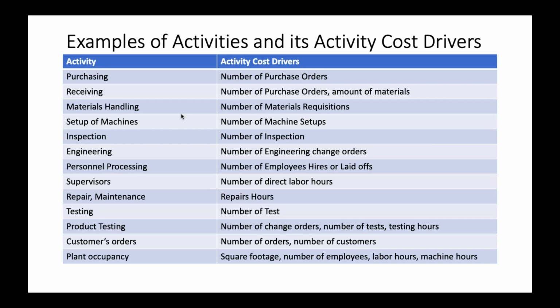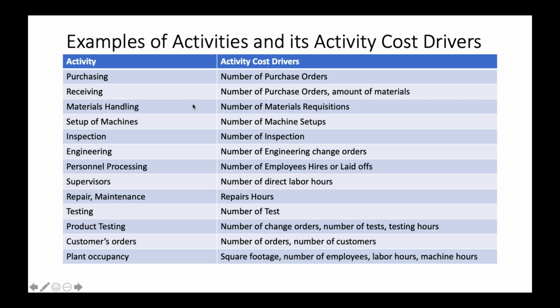Okay, now here are some examples of activities and their activity cost drivers. So, for example, in purchasing, the activity that drives cost is the number of purchase orders. So the more purchase orders we process, the more we function in the purchasing department, because that's actually the purpose of the purchasing department, to process purchase orders.